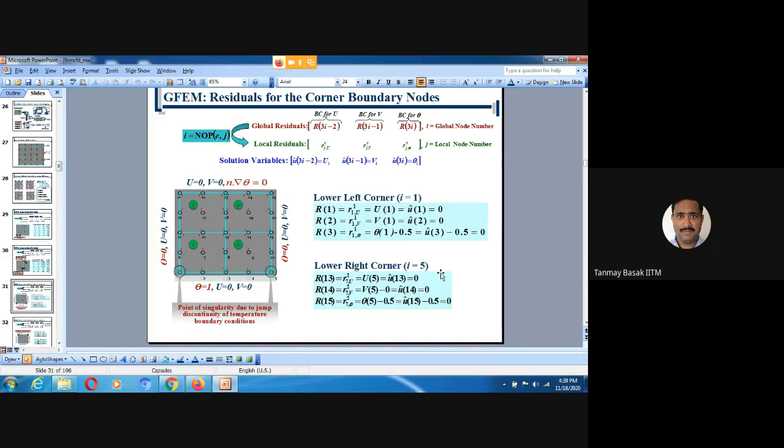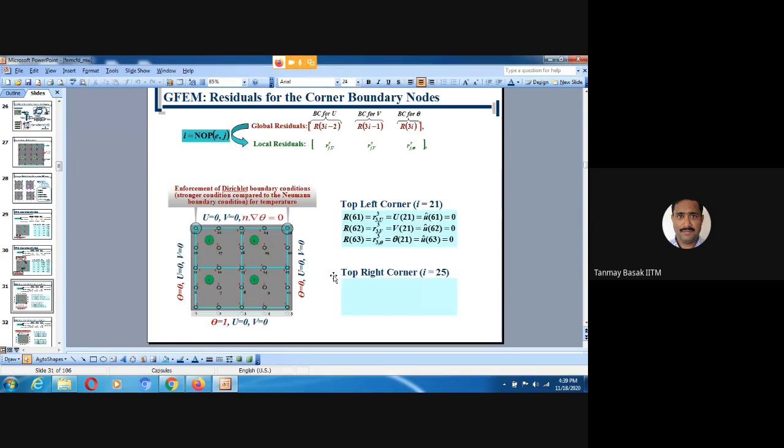Similarly, the lower right corner, that is 1, 2, 3, 4, 5. It will start from R13. Remember the global residual format, because when you give the global variables to the Newton-Raphson method, it doesn't understand what is velocity or what is the temperature component. It will only know the global matrix.